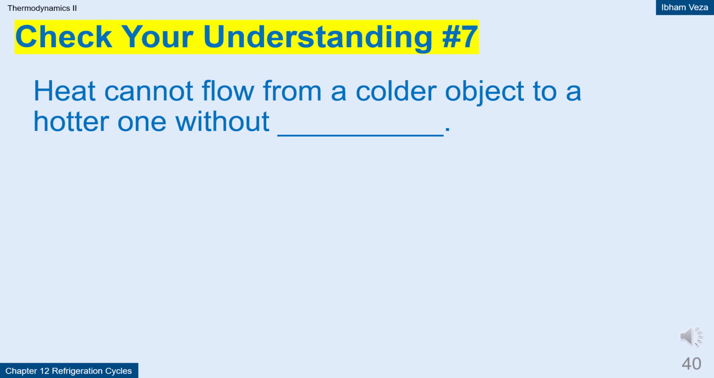Check your understanding number 7. This question reinforces that transferring heat from cold to hot requires external work. This is the basic principle of all refrigerators and heat pumps. Without work, such a process violates the second law. This concept is very important and often appears in exams. If this is understood, many conceptual confusions will disappear.